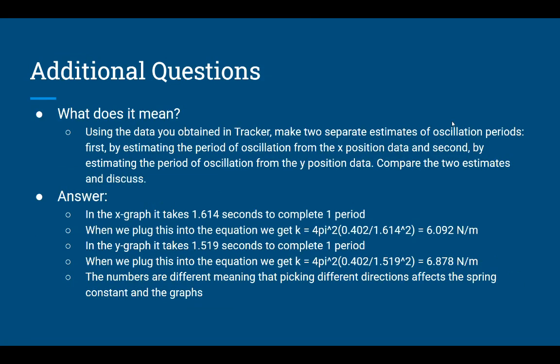And then for the next question, which is the period of oscillations, we can take one from the X and one from the Y. So when we calculate these numbers out, for the X, we end up getting a different number than the Y. The Y is actually a greater number, but this makes sense when you think about it. And since the numbers are different, this means picking different directions does affect the spring constants in the graph. So if you choose to analyze in the X or Y, you won't necessarily get the same answers.